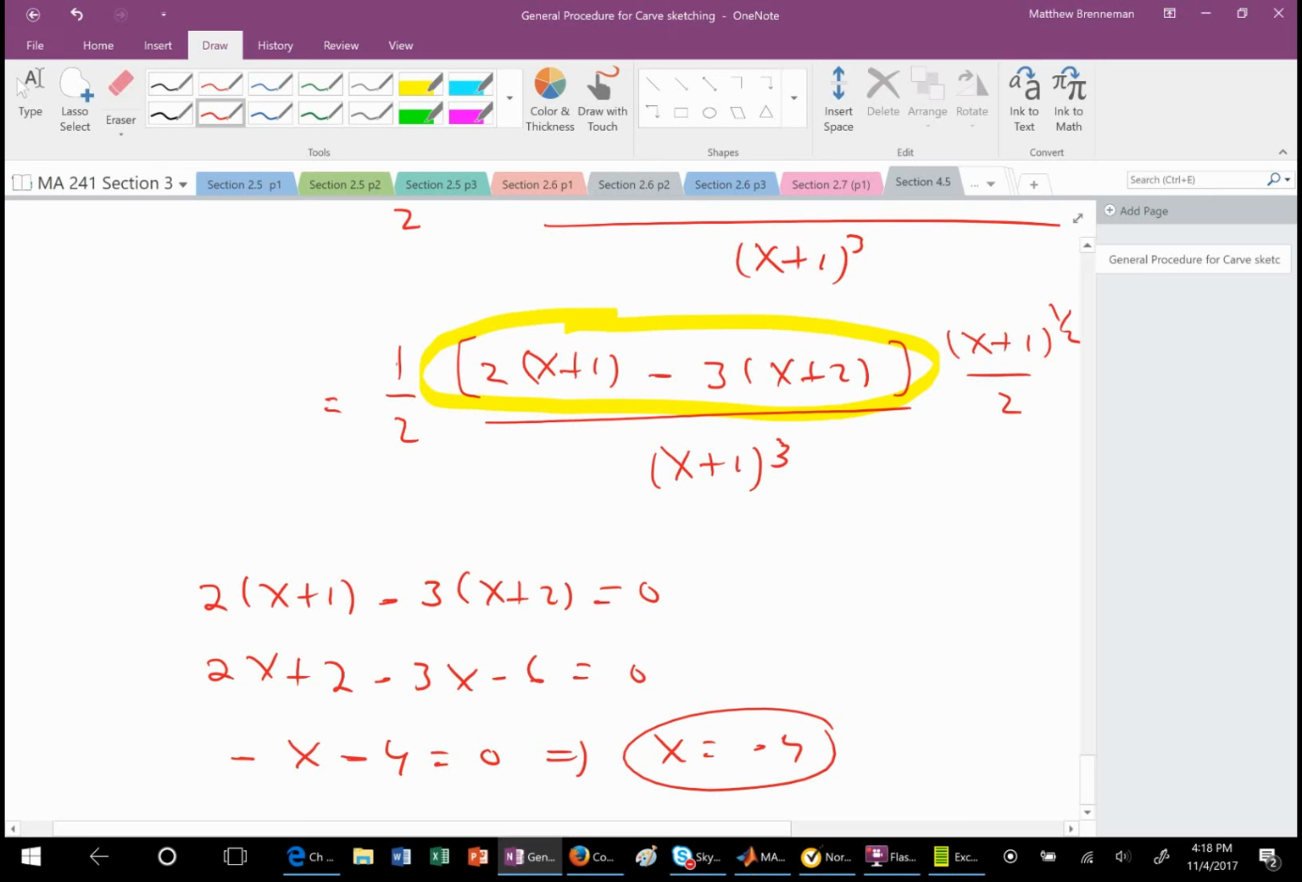So this is kind of an interesting example. Because is that a point of inflection? No. It's outside of our domain. So we didn't have any point of inflection. We didn't have any local maximum. We didn't have any local min. Just a very boring function.